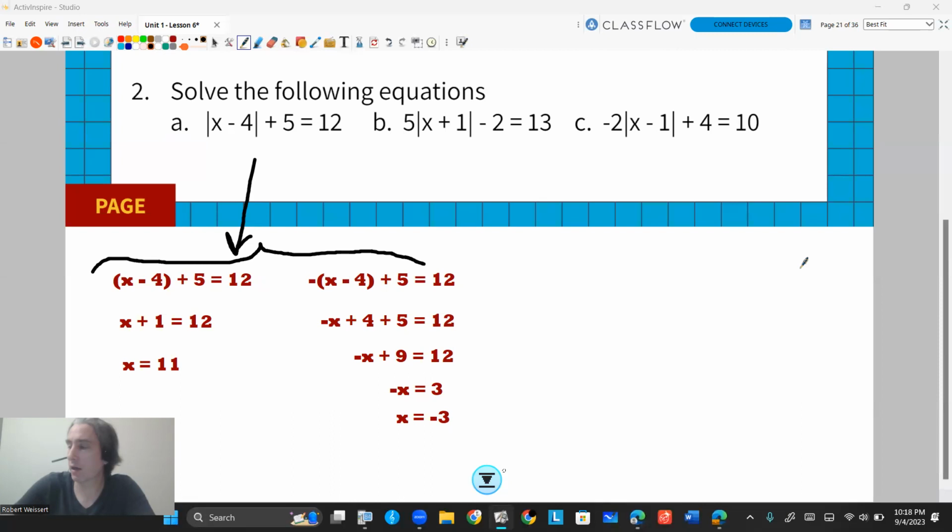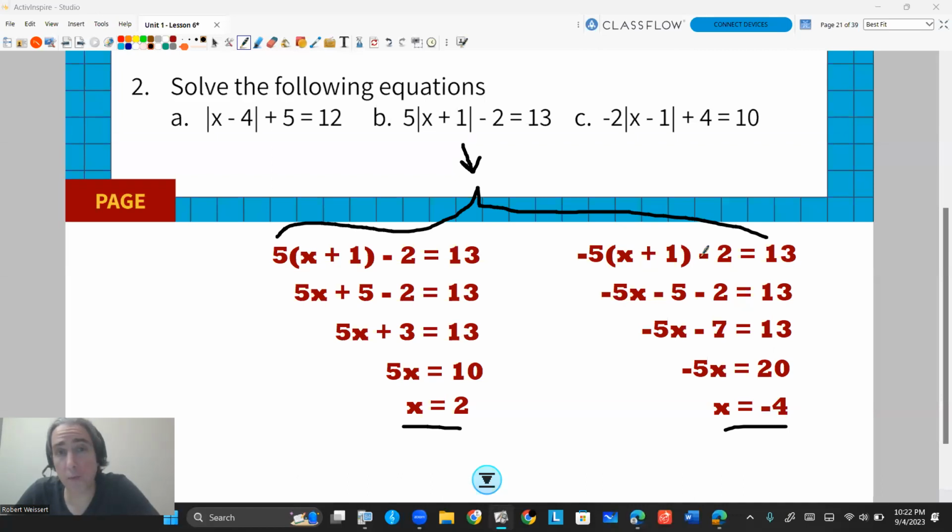On the right side, I used the negative around what was the absolute value, but I changed them into parentheses, distributed the negative, and then I do the 9 there for the 4 plus 5, subtract the 9 from 12 to get 3, but since the x is negative, divide by negative 1 to get x is negative 3. And you can plug those back in to double check that those work. Try letter B.